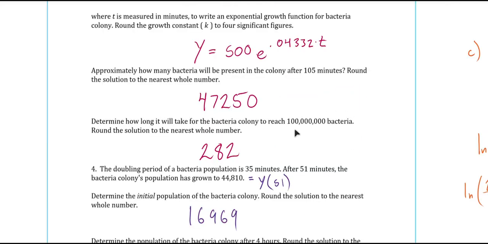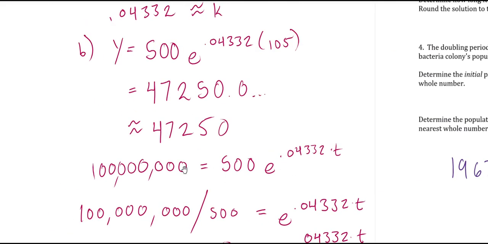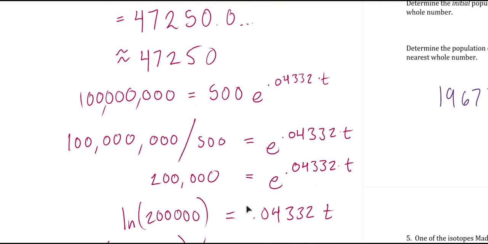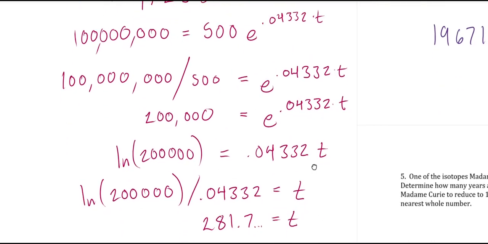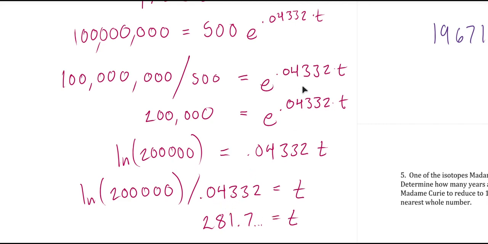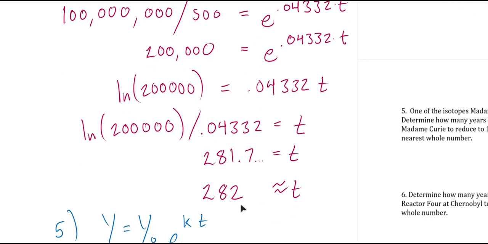Then it says how long until we reach 100 million? So we take 100 million, we divide off the initial population, then we take the ln of both sides, then we divide by this rate constant to give me 281.7, or about 282.